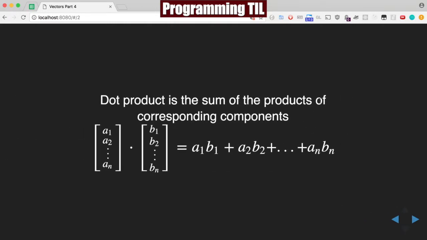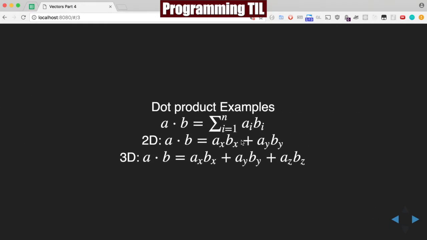A dot product is basically the sum of the products of the corresponding components. So A dot B is going to have A1 times B1 plus A2 B2 plus and so on until you get down to An times Bn, the last element. This is the same thing as a summation of all of the elements multiplied together. In 2D, there's AX BX plus AY BY, and in 3D, AX BX plus AY BY plus AZ BZ, and obviously this is going to yield a single scalar.